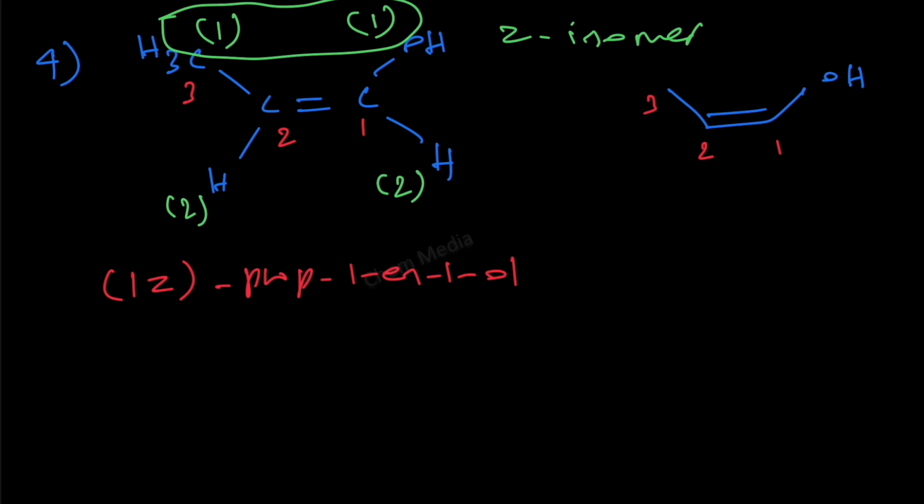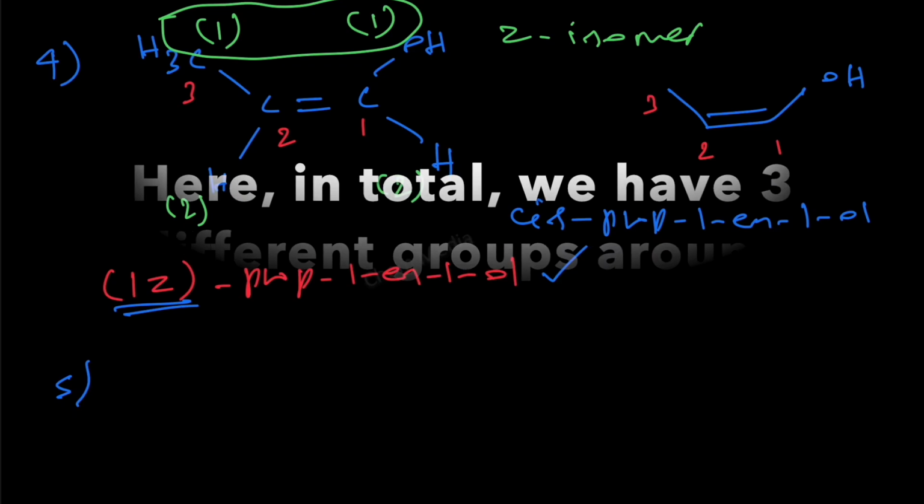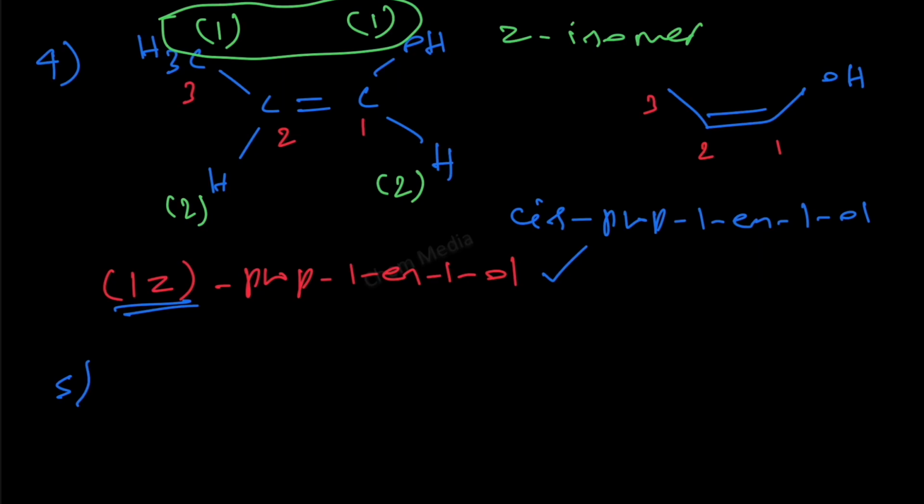And then number 5, we are going to write the trans isomer. So this is a cis isomer. Normally you would be writing the name as cis-prop-1-en-1-ol. But as I mentioned, I prefer the EZ convention. So therefore this is a proper way of writing the name, because when you have 4 different groups, then the cis-trans convention will fall apart, and that's the reason I follow the EZ convention.